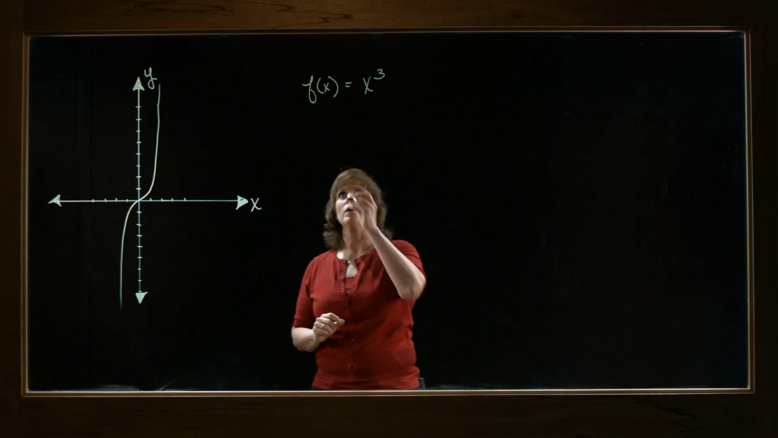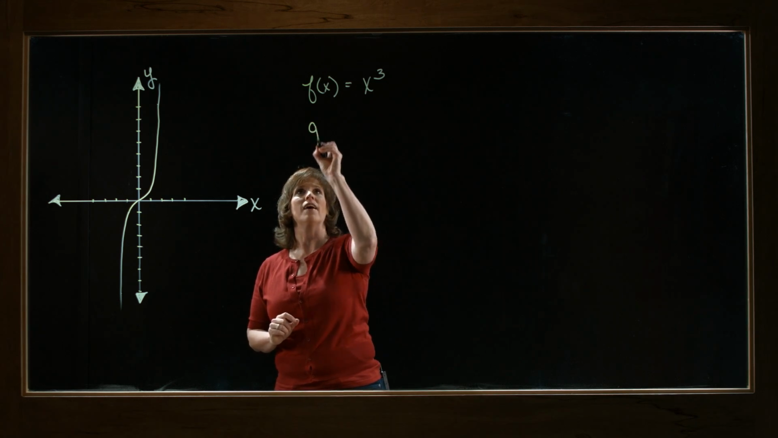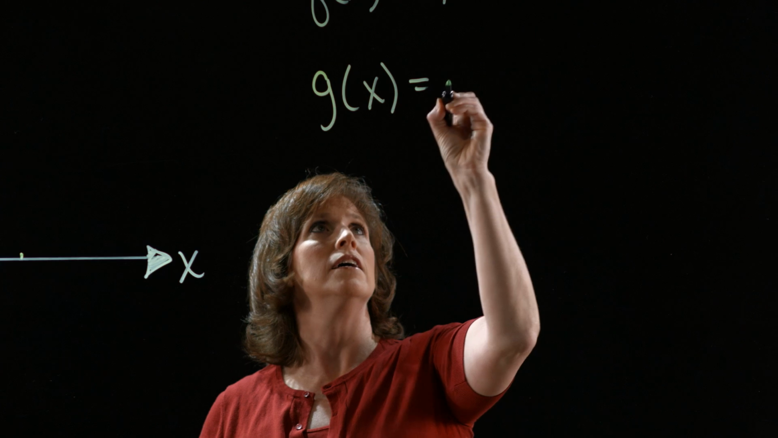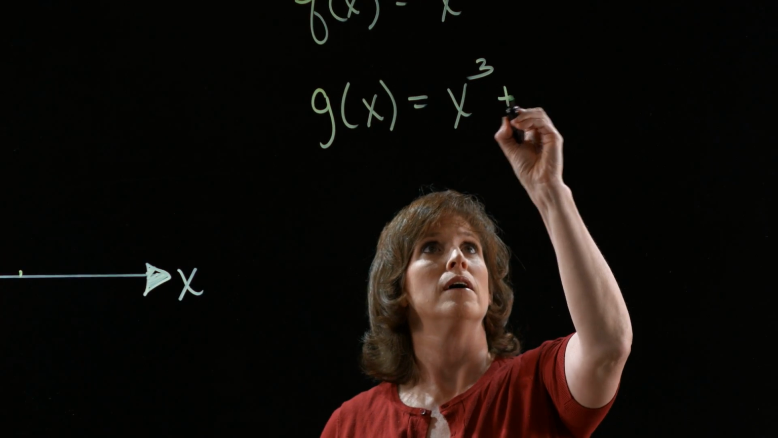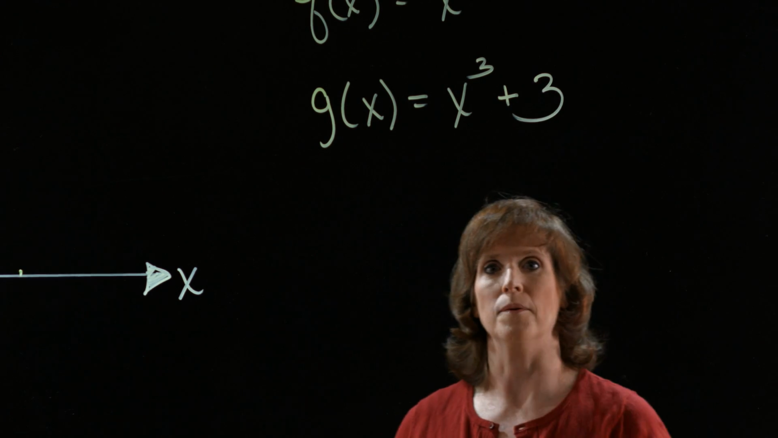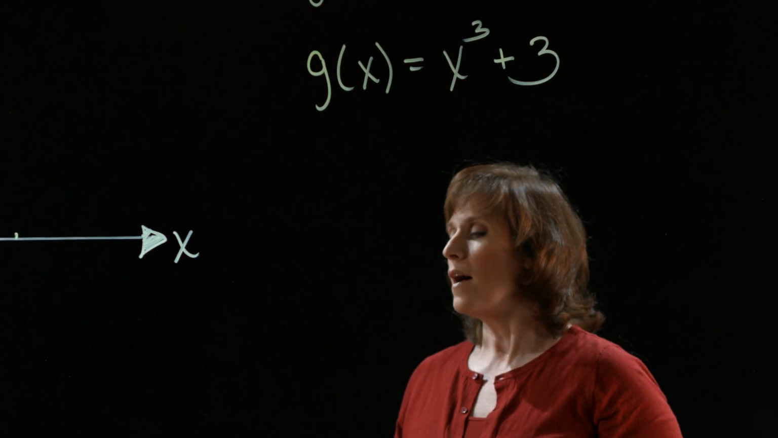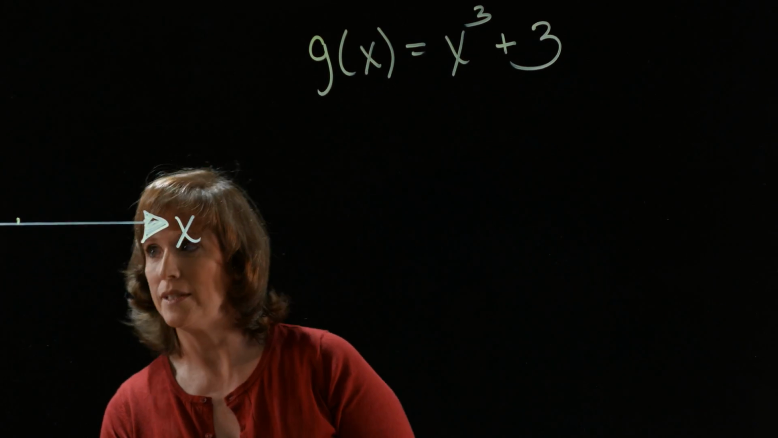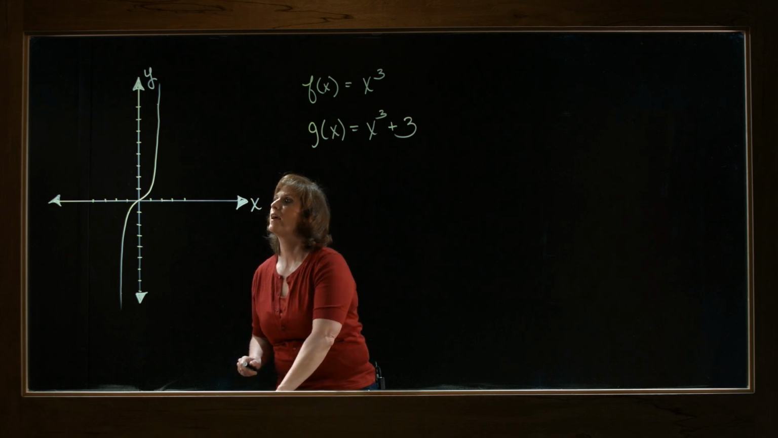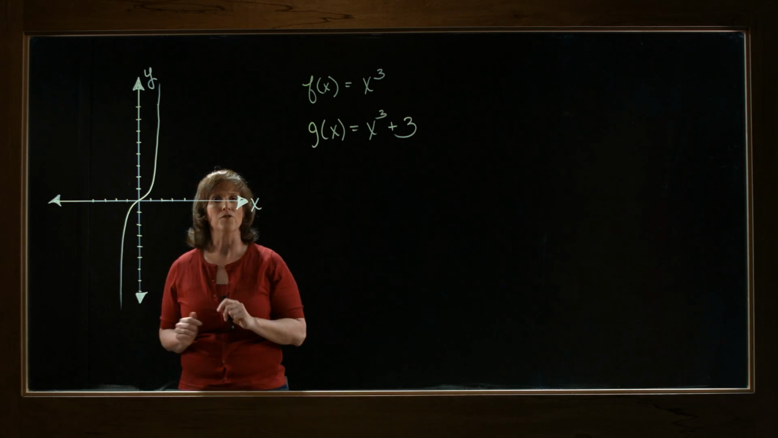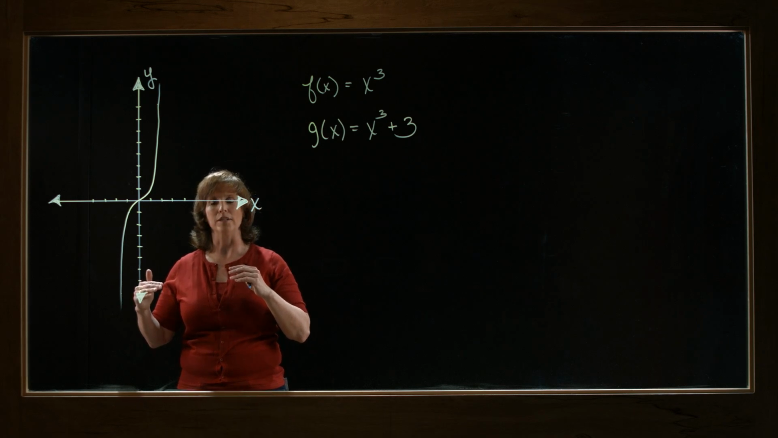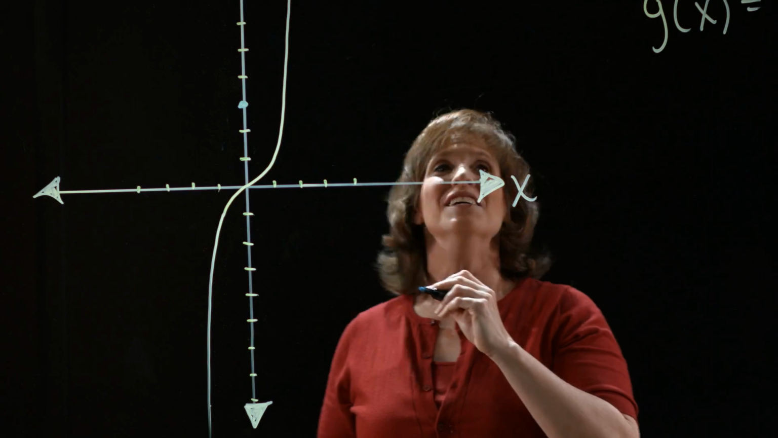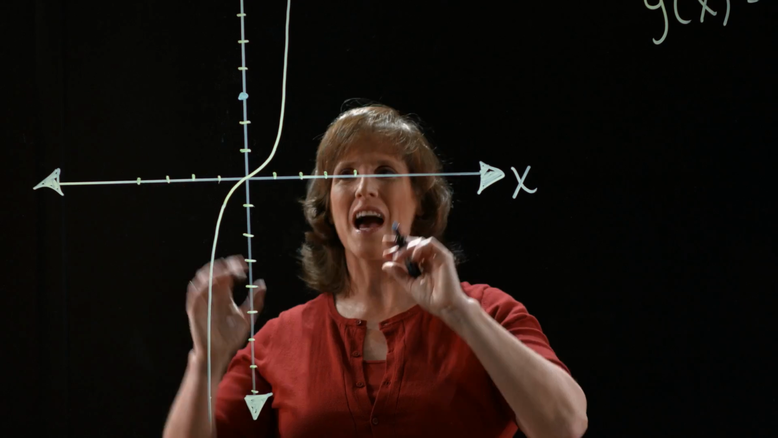The second graph that we're going to be considering is the function g of x. G of x is going to be the function x cubed plus 3. So what I'm going to do is take my original graph, x cubed, and add 3. What that means is all the y coordinates are 3 more. So we're going to take the entire graph and move it up 3 units.